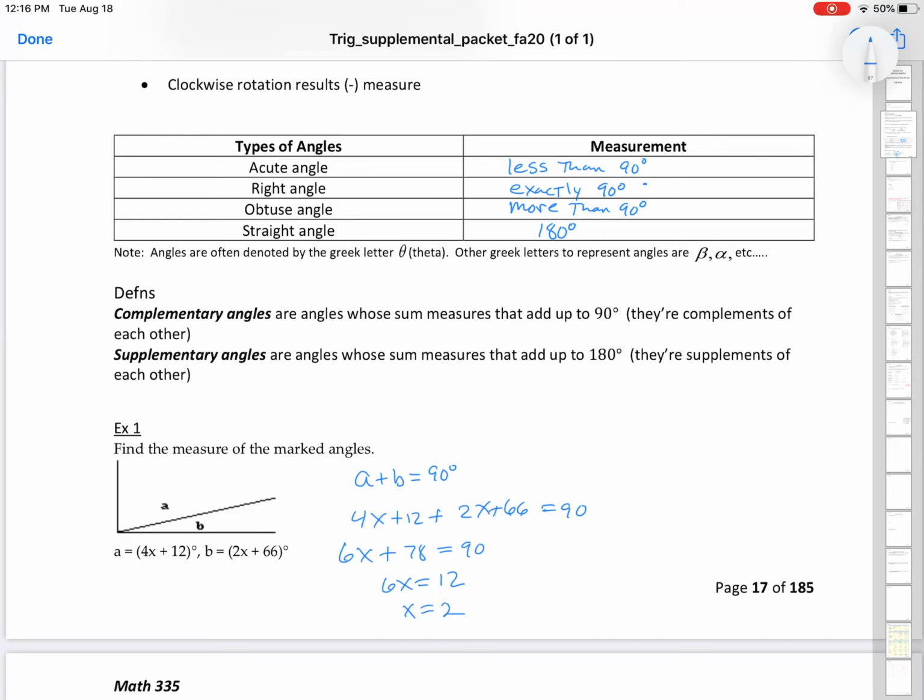Now, we're not done. If you look at the question, it says find the measures of the marked angles. We haven't found any angle. We just found out that an x value of 2 will help us discover those. So don't forget to finish problems. And so the angle A is going to be 4 times 2 plus 12, or 8 plus 12 for 20 degrees. Now you can go ahead and label B as 70 degrees because you know it's got to add up to 90, or you can substitute in to double check that the 2 that you found is right. But it is. 4 plus 66 is the 70 degrees that we were expecting, so a nice little double check there.